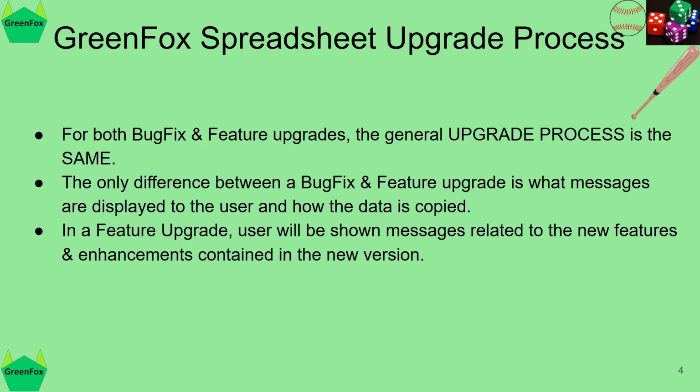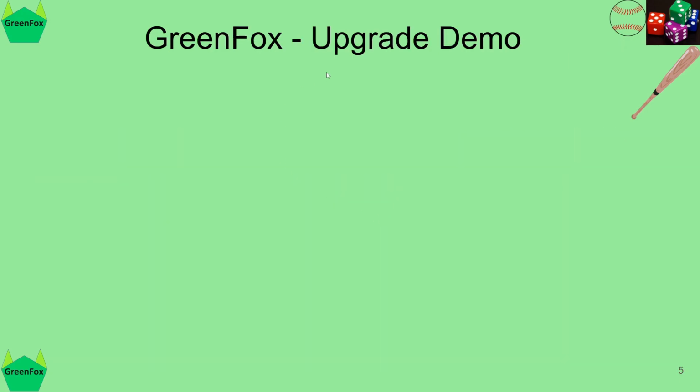And if you're going from a version and just applying a bug fix upgrade, it isn't going to tell you anything about new features because there aren't new features. But if you are doing a feature upgrade, at the end of that, it'll show you at least some of the new features in the new version that you're upgrading to. So that's enough talking about the upgrade process. Hopefully that gives you a little idea of how it works and what it's doing. And now let's get on to demonstrating an actual upgrade.